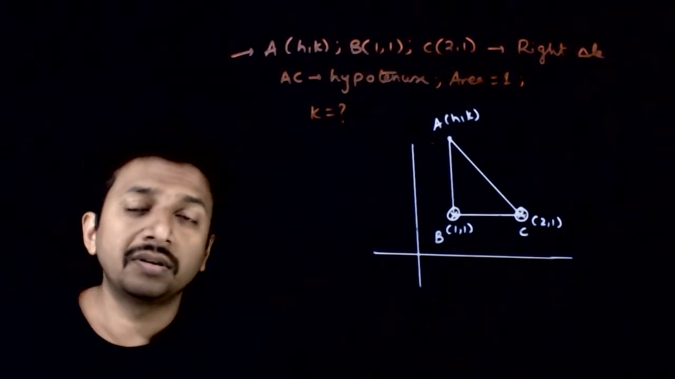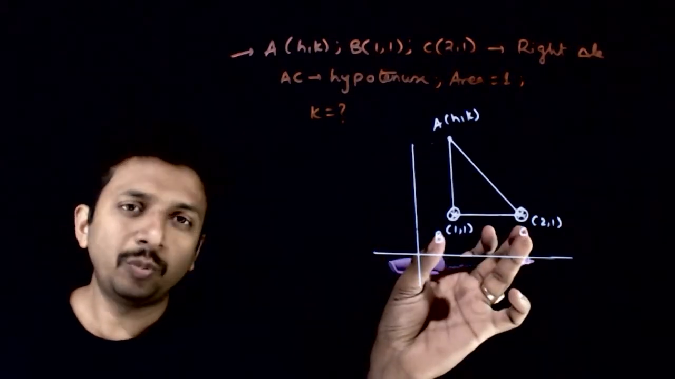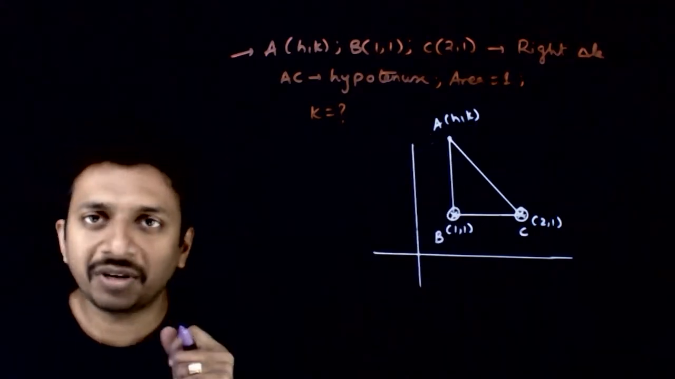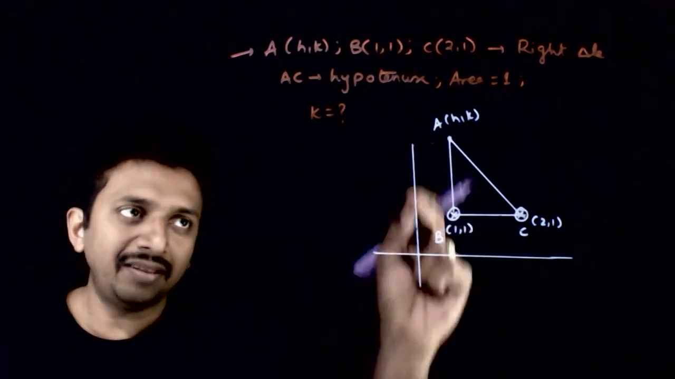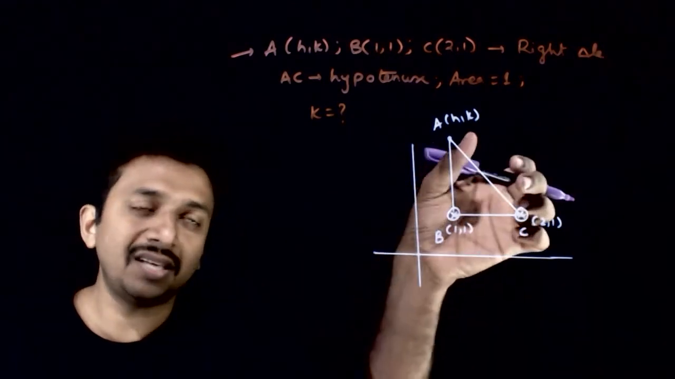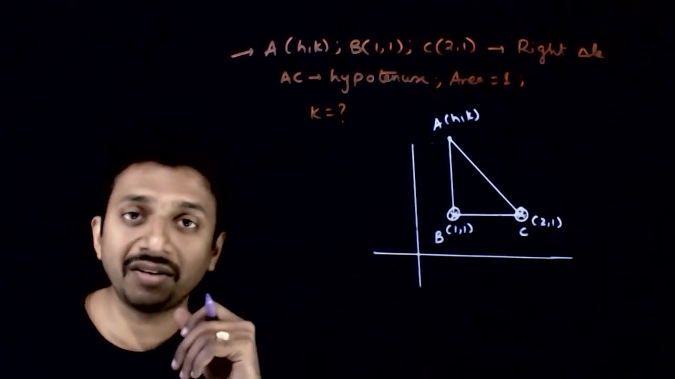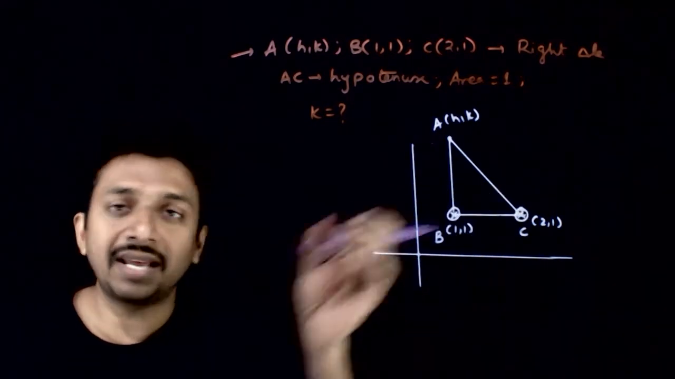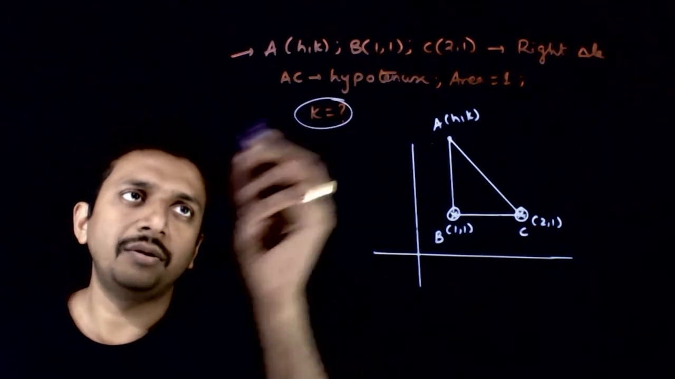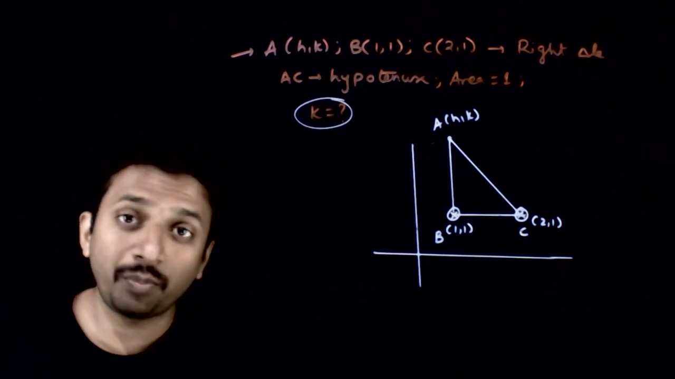So welcome students. In this question you're given two points, B(1,1) and C(2,1), and a third point A(h, k), which is unknown, and these three points form a right angle triangle with AC as the hypotenuse. This is the information given, and the area of this triangle is equal to 1. If that is so, what is the value of K? What are the possible values of K?